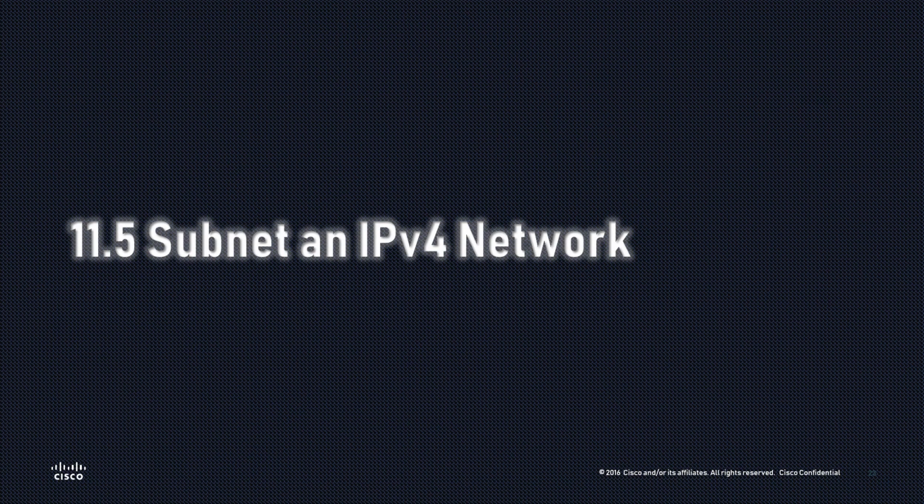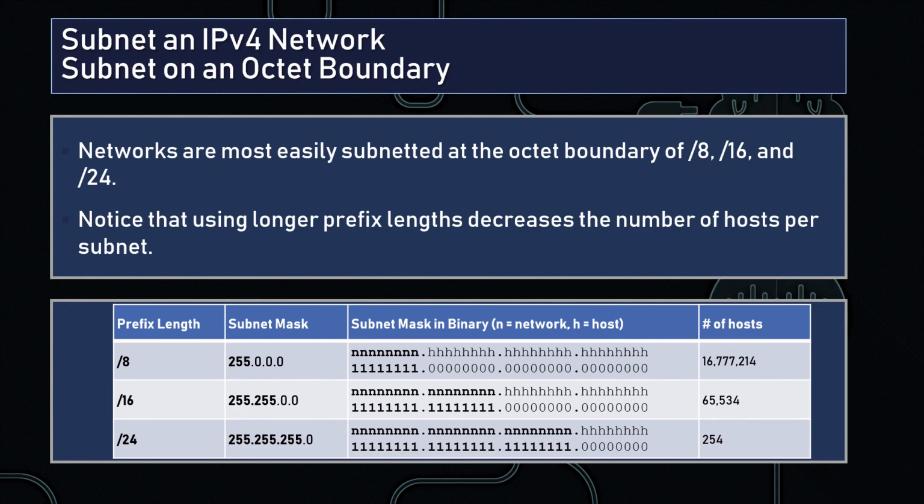So let's take a look at how we actually subnet an IPv4 network. So most often we use our classful octet boundaries, and that tends to be pretty easy. Using longer prefix lengths borrows network bits from the hosts and decreases the number of hosts per subnet. So for a class A or /8 subnet, you can see that the number of hosts per network is about 16.8 million. It's quite a lot. When we go to a /16, we've reduced the number of hosts by 8 bits and have gone down to about 65,000. We do a further 8 for a class C, and that gives us about 254 hosts per network.